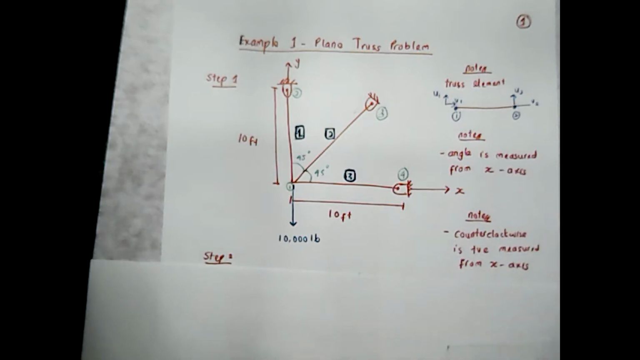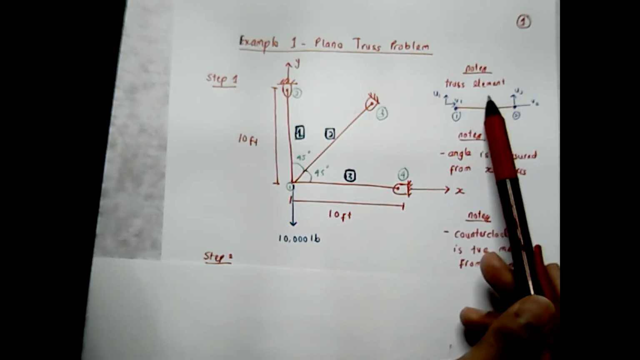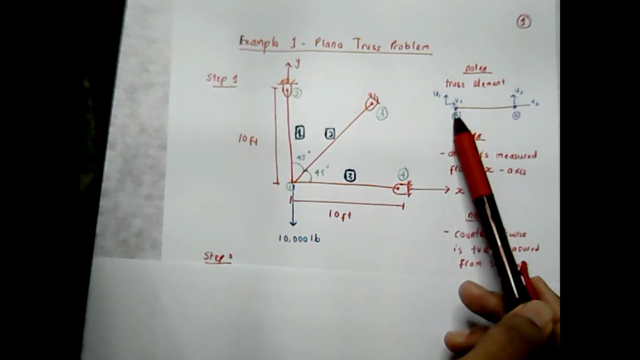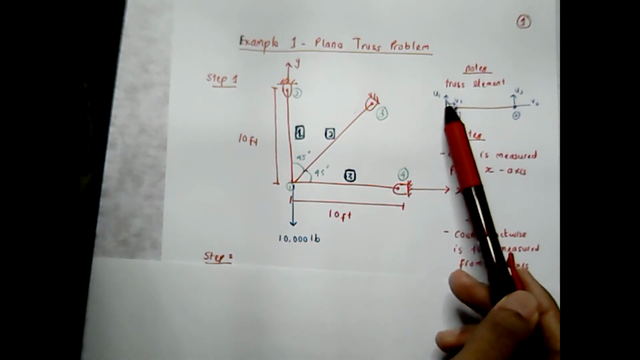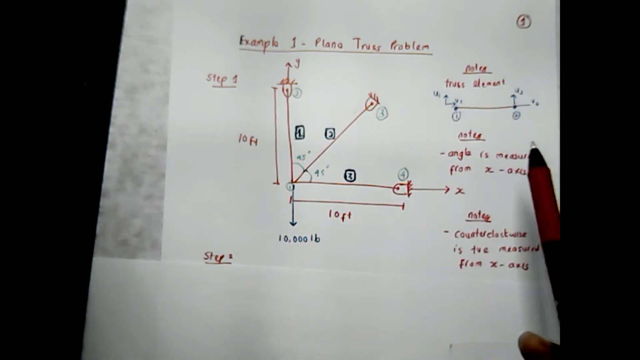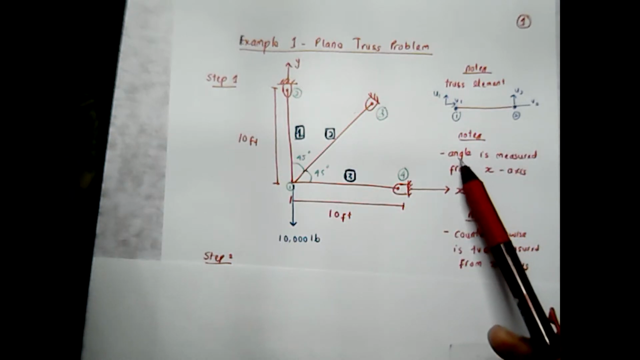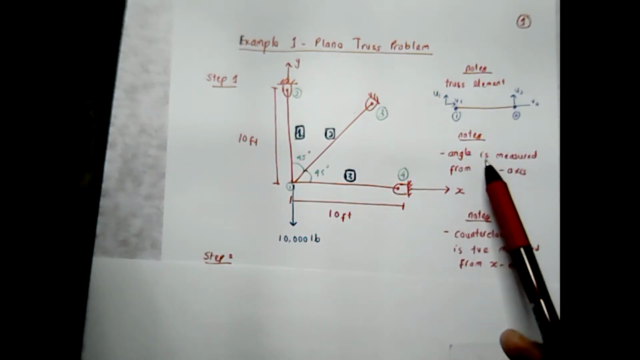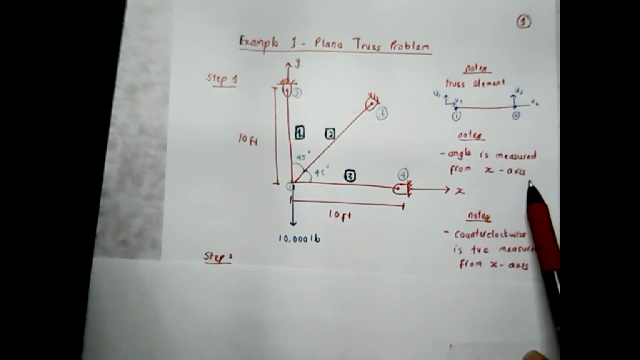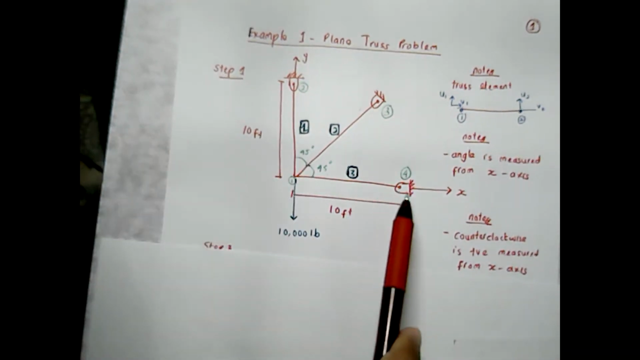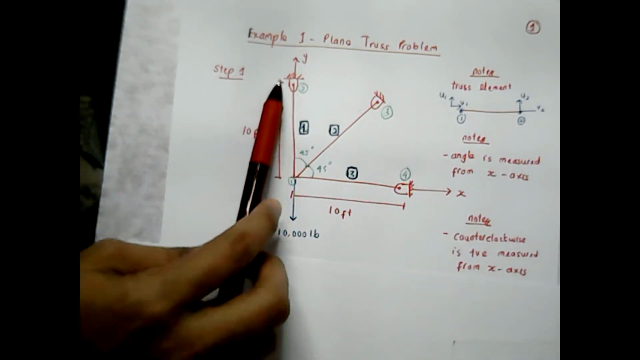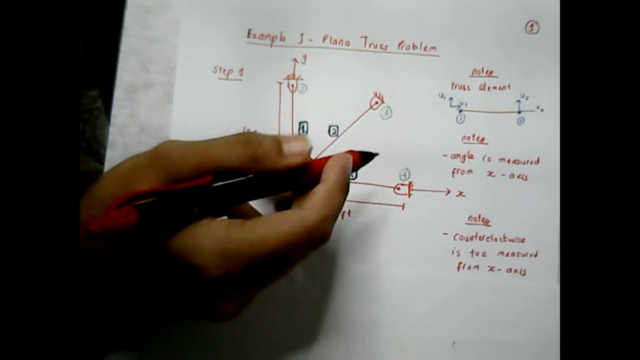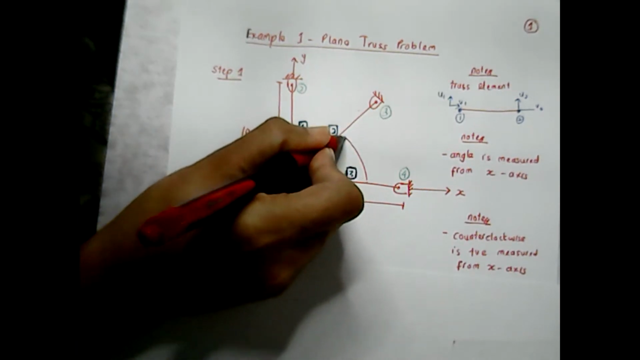Here are some notes for you. Bear in mind that a truss element has 2 degrees of freedom at each node for a planar truss problem, where you have displacement and force. Another note is that the angle is measured from the x-axis. In this case, this is your x-axis, this is your y-axis, so the angle is measured from x to the member.